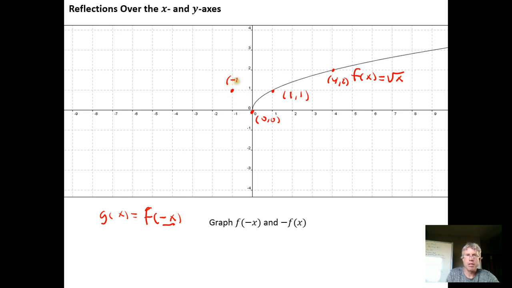And that gives me negative 1, 1. And if I negate the input variable here, I get a negative 4, which brings me over here, negative 4, and up 2. The negation was on the input variable, so it had no negations on the output variable, so it has no impact on the outputs. And then you hand draw your square root function up through those 3 points.